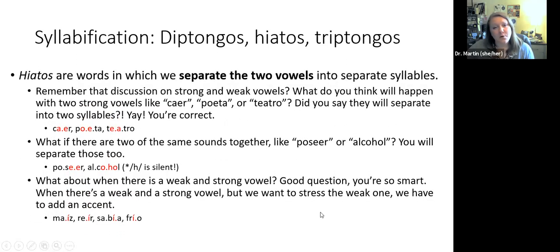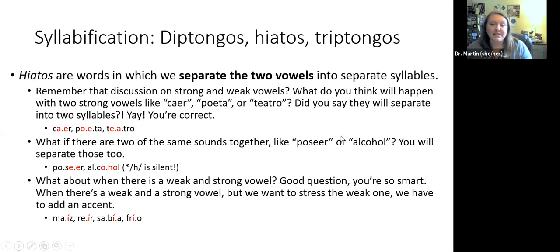Well, we also have words that we separate between vowels, and these are what we call hiatos. So going back to this thought of weak and strong. What do you think will happen if we have two strong vowels, words like caer, poeta, or teatro? If you're thinking or said out loud to me in your room, they will separate into two syllables. Yes, you are very correct. So these actually separate out into caer, poeta, teatro. Okay?